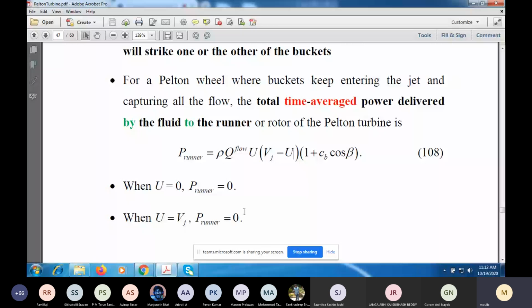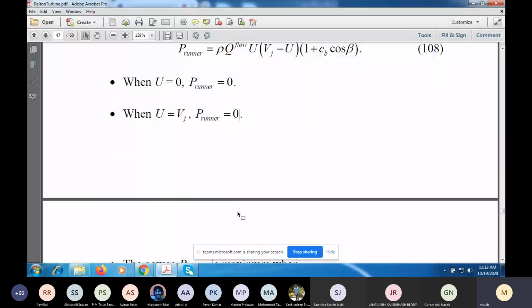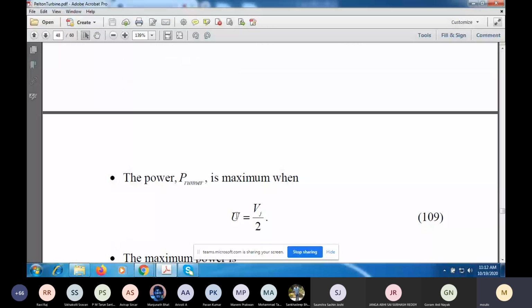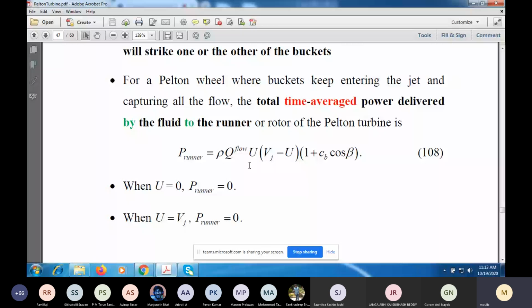As you told me in the previous class, the maximum of this quadratic will occur when U is V_J by 2. That is when the wheel is rotating at an angular speed such that the translational speed at the periphery of the wheel is half of the jet velocity. And if you take this expression and substitute over here, you get the maximum power developed. So you will have V_J by 2 here and V_J minus V_J by 2 here.